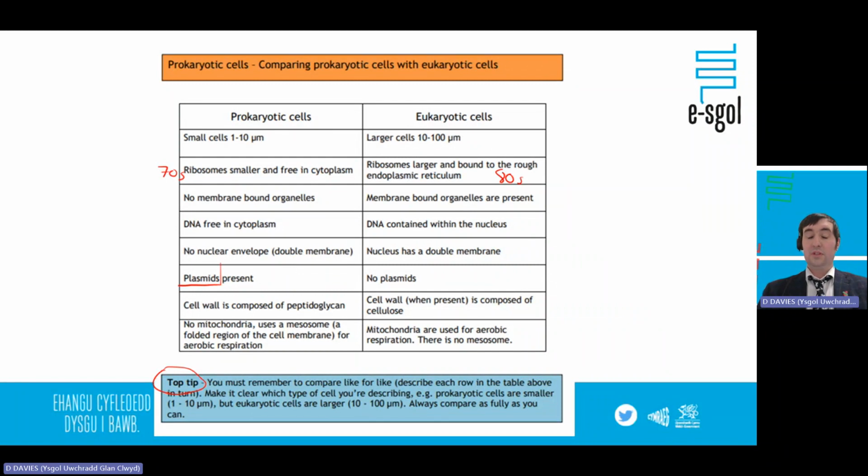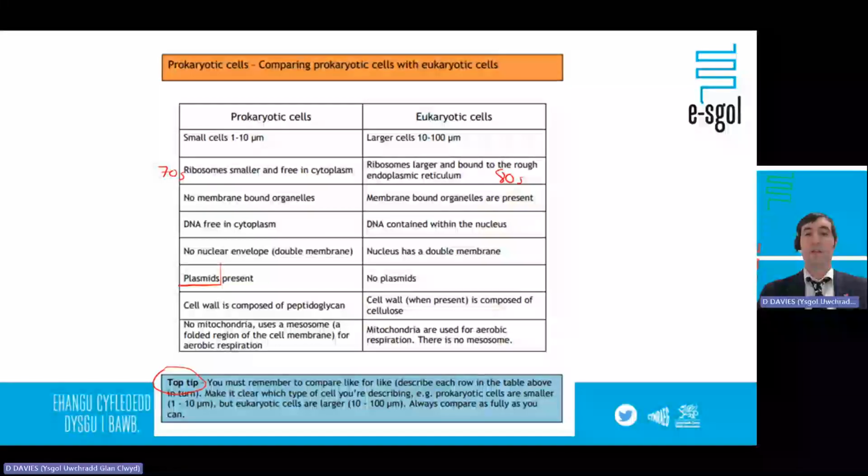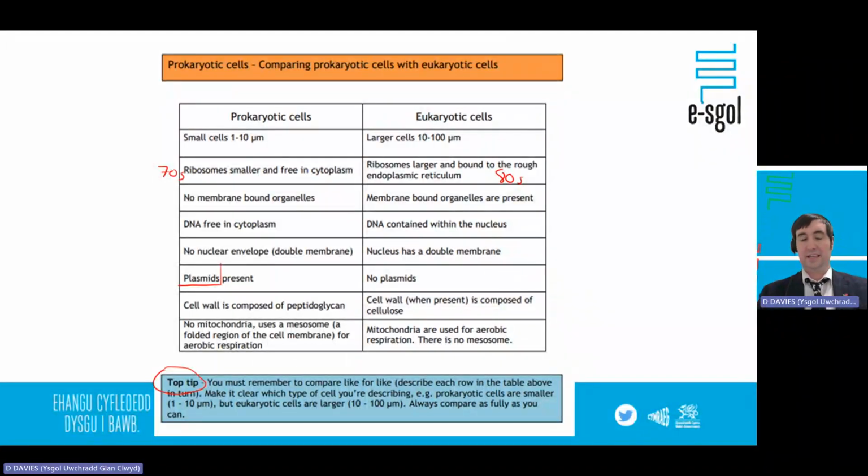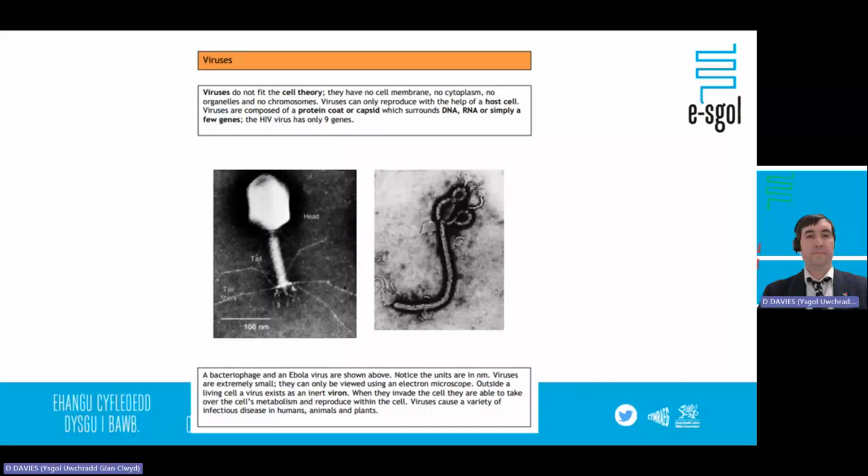What students tend to do is they will list the features of a prokaryotic cell, and then they will list the features of a eukaryotic cell. You need to say prokaryotic cell is this, eukaryotic cell is that. That's the case for all comparing questions. So all comparing questions in your past paper questions, if it's asked for a comparison, this is this, that is that. Not this is all of these and this is all of these. Like for like, this is this, that is that. Just a generic top tip there for you.